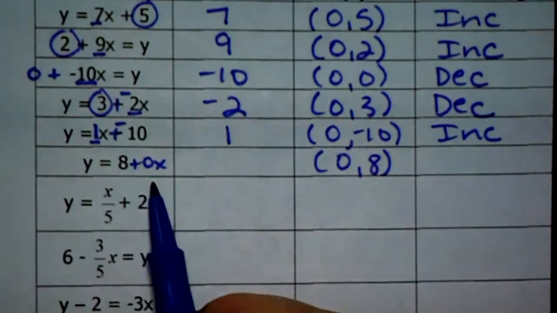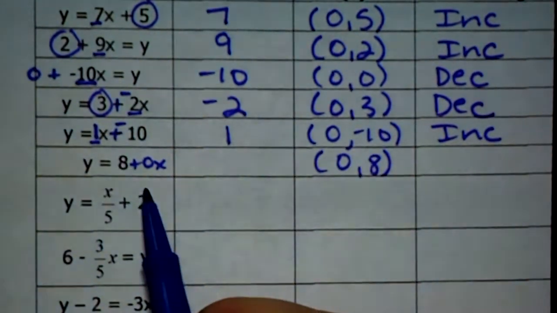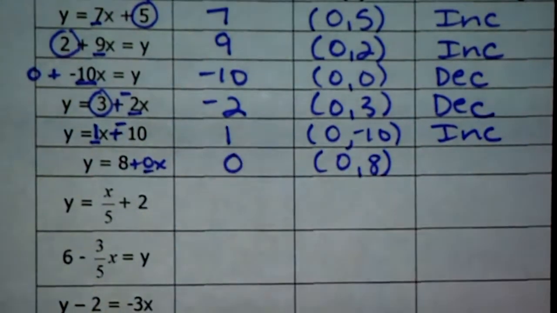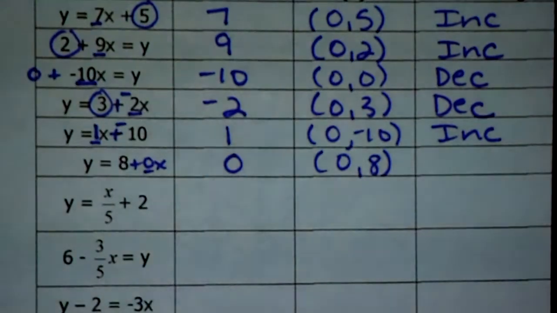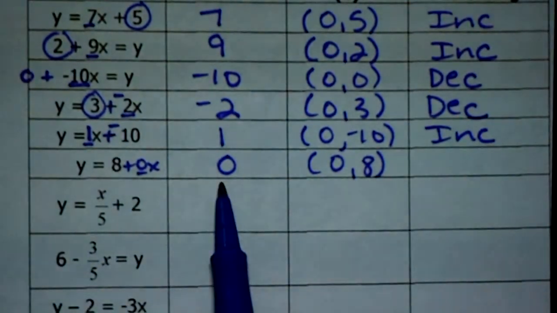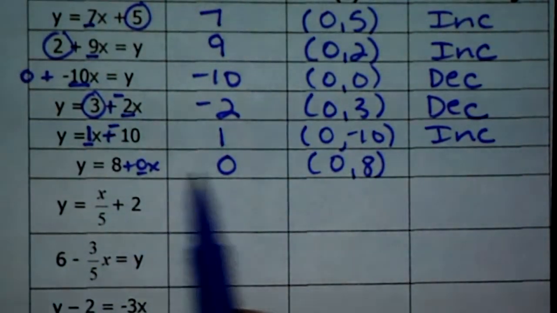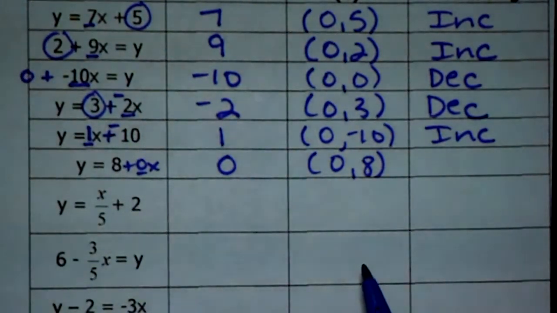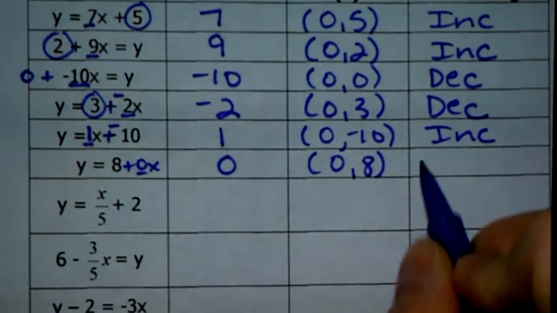So if you don't see an mx in your equation, it actually means that the slope is 0. Think about what that might look like. Something with no slope. Yeah, it's just a horizontal line. All right, so if you have a horizontal line with no slope, that graph's not going up and it's not going down. So it's not increasing or decreasing. So we're going to write neither here.